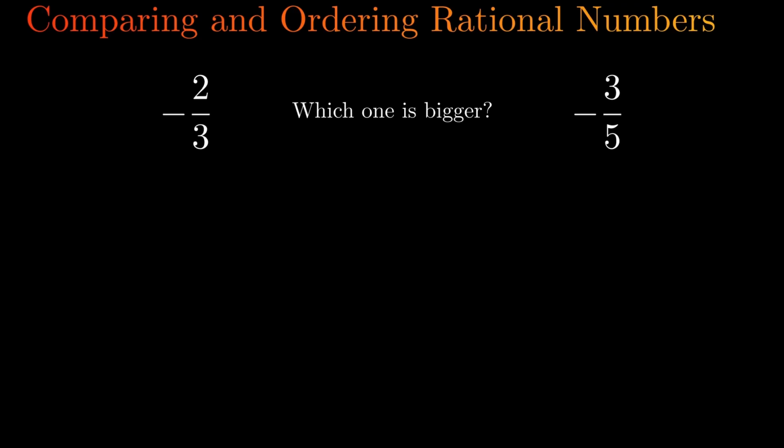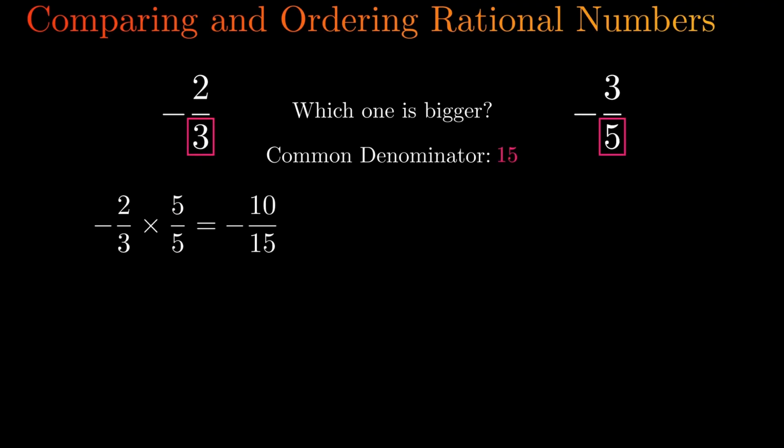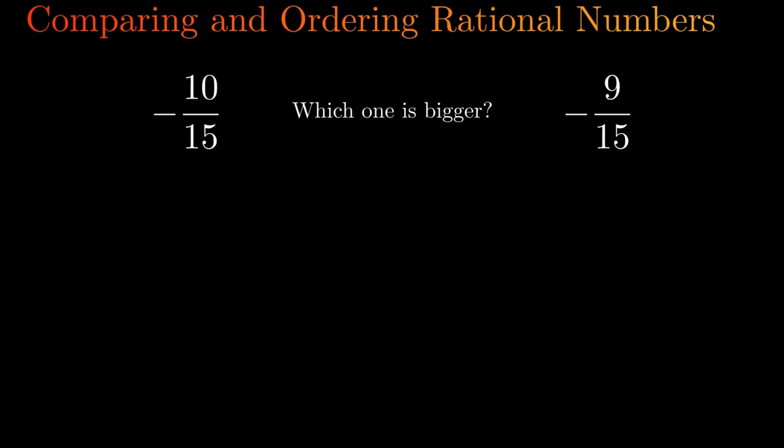Step 1 is to ignore the negative signs for a moment and get a common denominator. The LCM of 3 and 5 is 15. That turns -2/3 into -10/15 and -3/5 into -9/15. Now we have -10/15 and -9/15. Because the denominators are the same, we can ignore them and just compare the numerators.